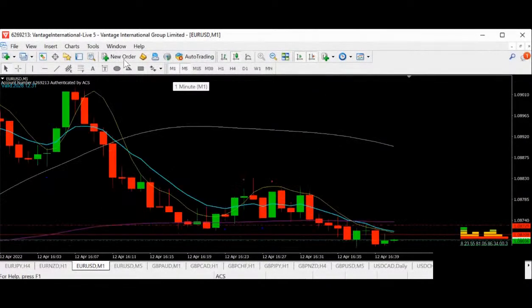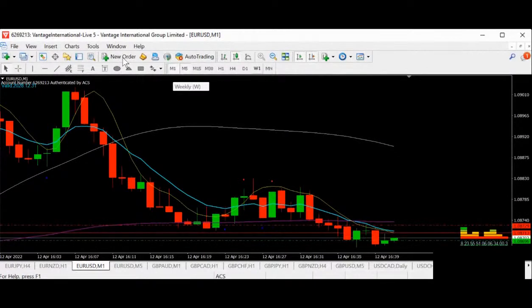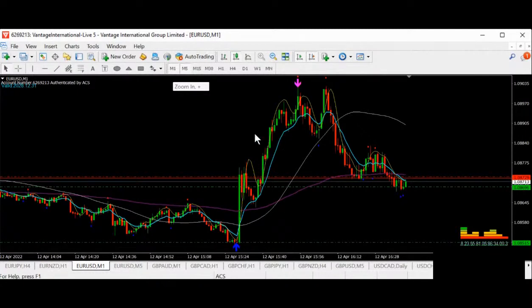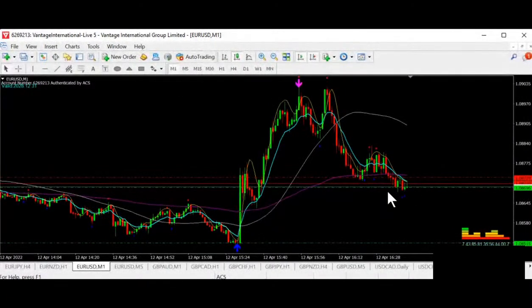So over here, let's see. Can you see it's hovering around this area? It's going up and down in this area.